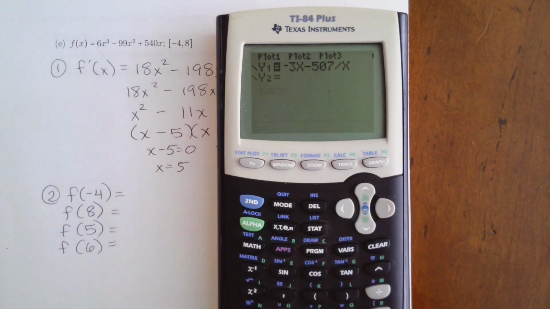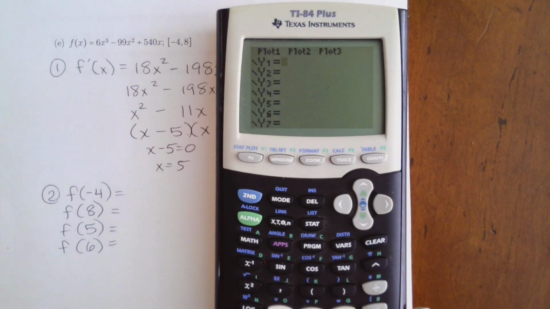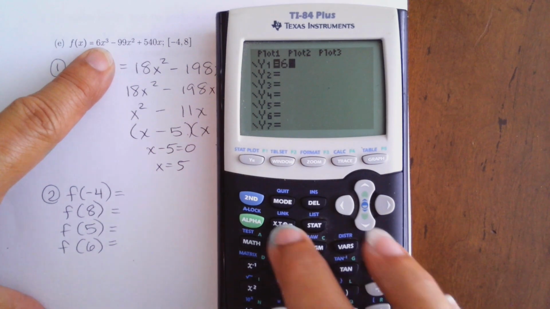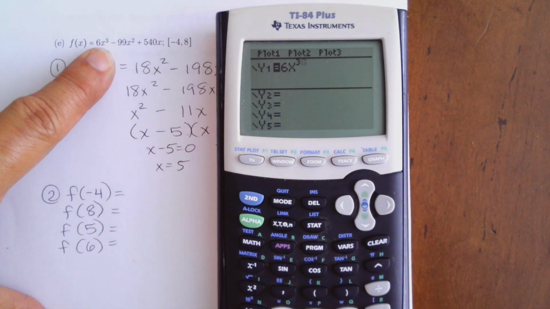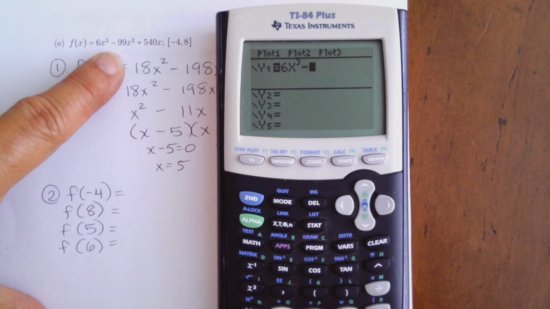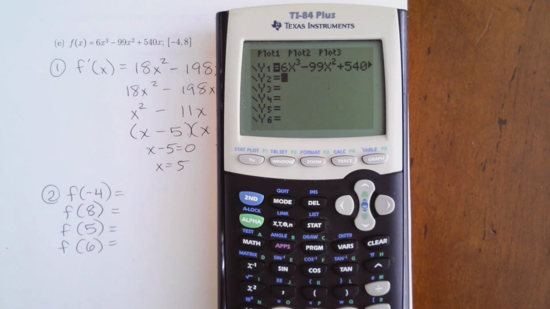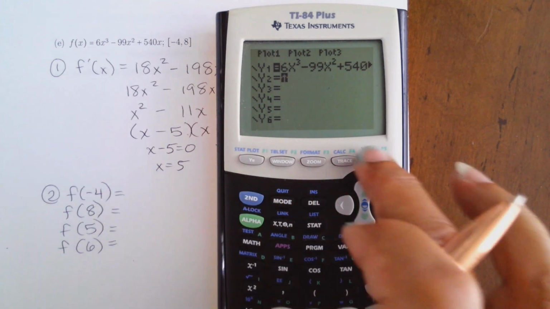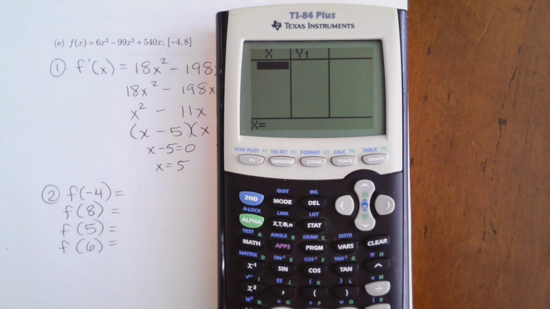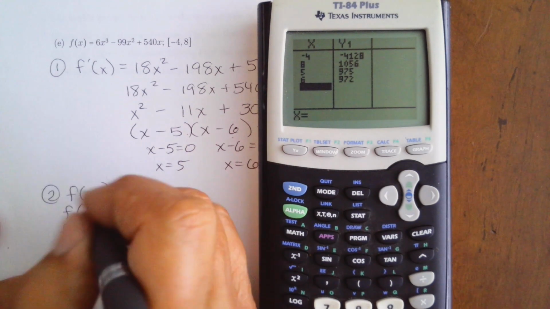Okay, so I'm going back to y equals. Put in the function 6x cubed minus 99x squared plus 540x. Okay, so there's our function. I'm going to go to my table, delete out those old numbers, and I'm going to put in these 4. Negative 4, 8, 5, and 6. Okay, so there's my values.